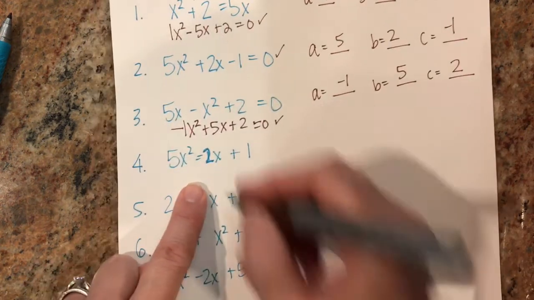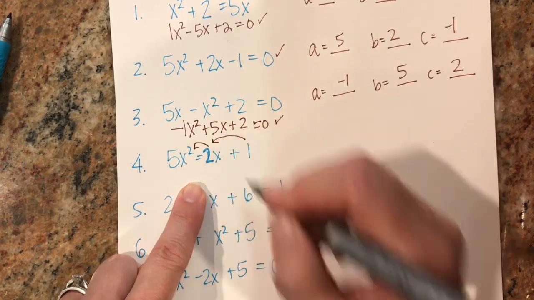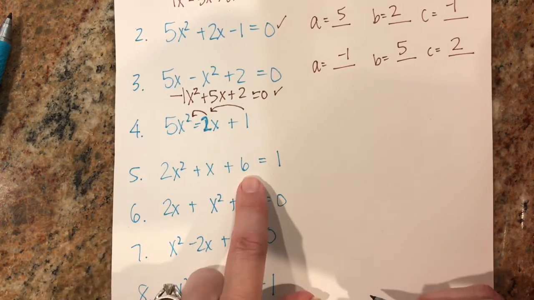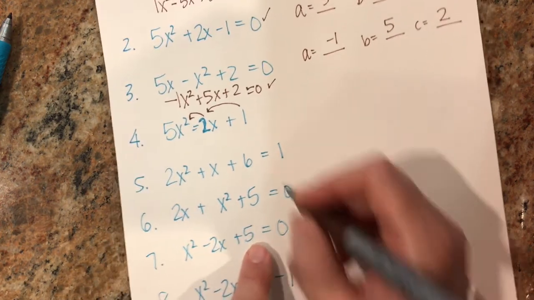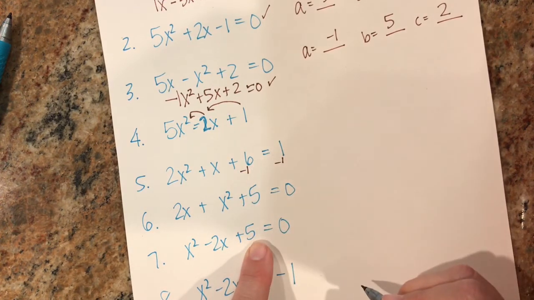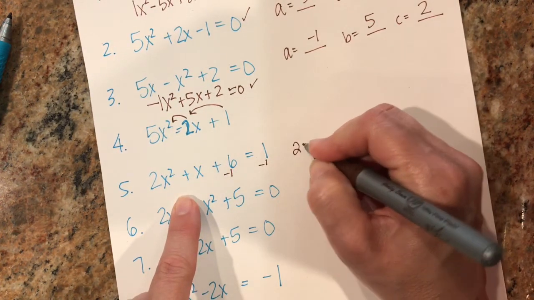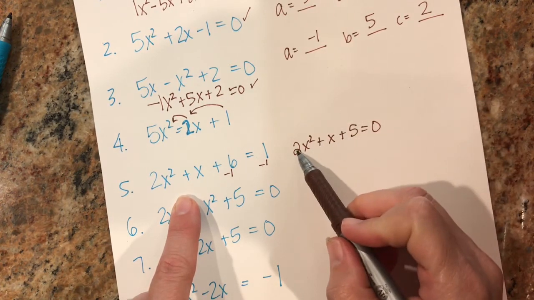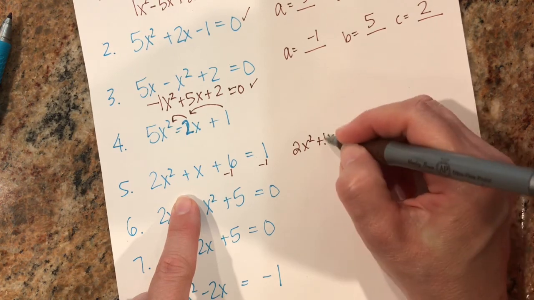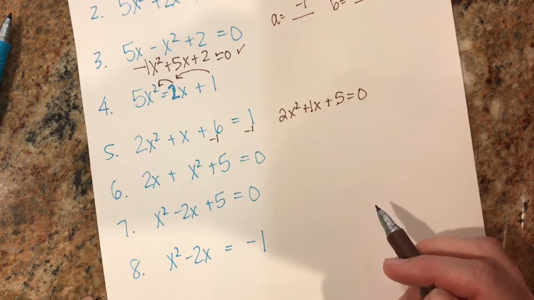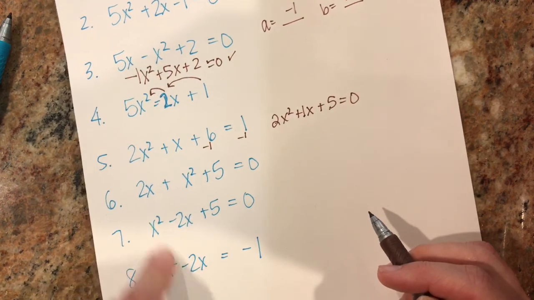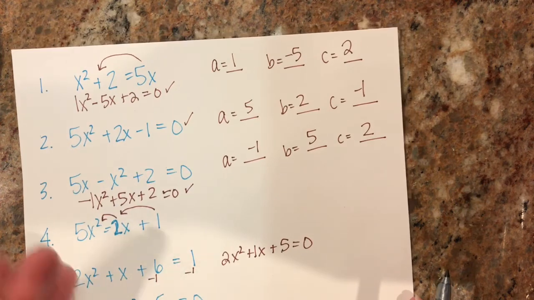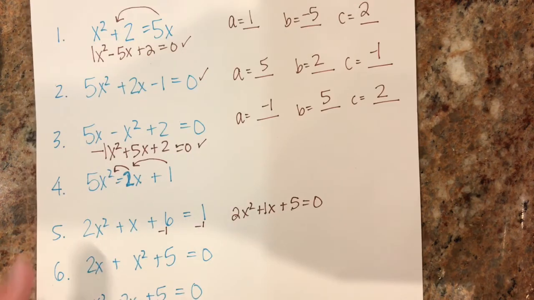So number 4, you're going to want to move both of those over the bridge and make them negative. Number 5 maybe looks like it's in standard form, but it doesn't say equals 0. So all you have to do is minus 1 from each spot. So this will be 2x squared plus x plus 5 equals 0. So here's your A, B, C. Remember, it's a 1 if there's not a number there with it. So you're gonna match these with the correct A, B, and C. And they all involve a 1, a 5, and a 2 in some way, but you have to have them in the correct order.